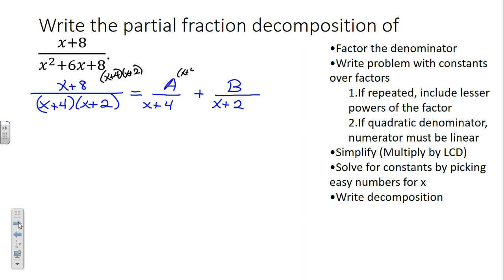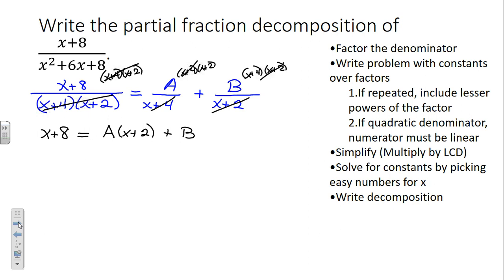x plus 4, x plus 2, x plus 4, x plus 2. So cancel, cancel, right? What cancels here? And what cancels here? And what am I left with? The numerator of our big fraction. The a with the part that it didn't have beneath it, the x plus 2, and the b with the part that it didn't have beneath it, the x plus 4.